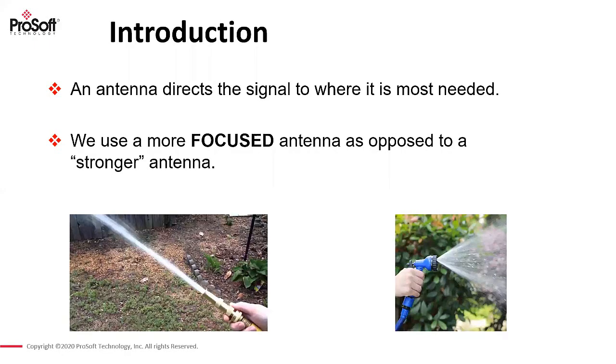Antenna selection. When we talk about an antenna, what the antenna does is direct the signal where it's most needed. A more focused antenna as opposed to a stronger antenna. When you think of antennas, picture the sprinkler attachment on the end of a garden hose. You can either have water spraying quite wide, but it doesn't go very far, or you can adjust it into a jet of water, and it'll go a lot further, but you obviously lose the width of the beam. The same sort of thing happens with antennas. We focus the radio's energy where we want it to go.